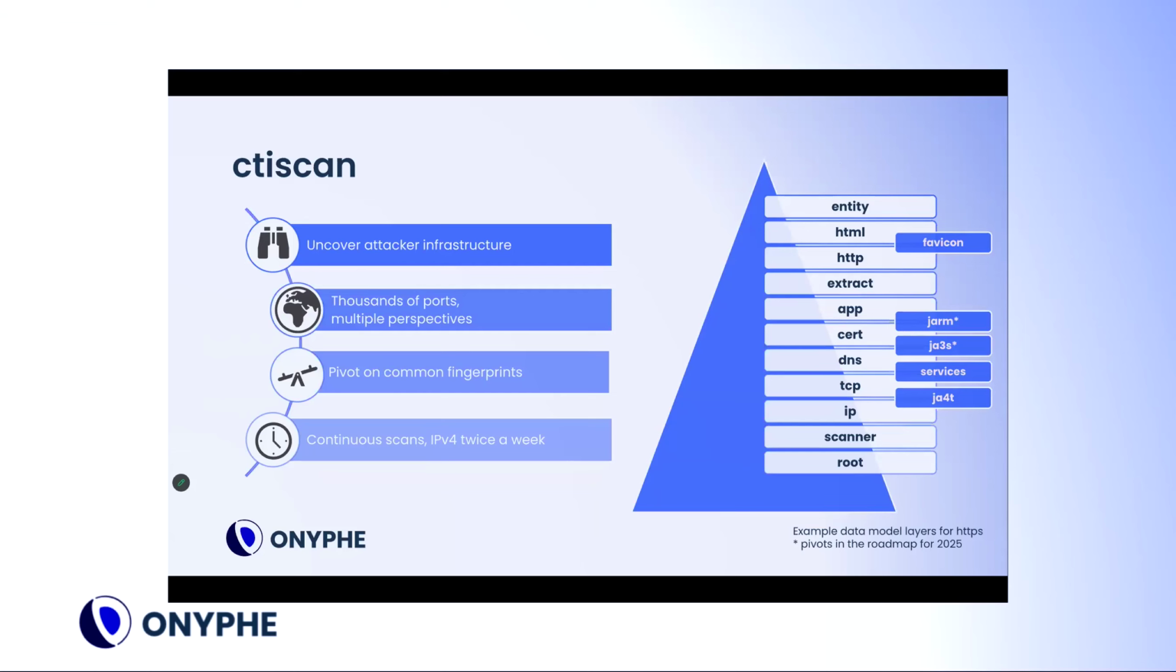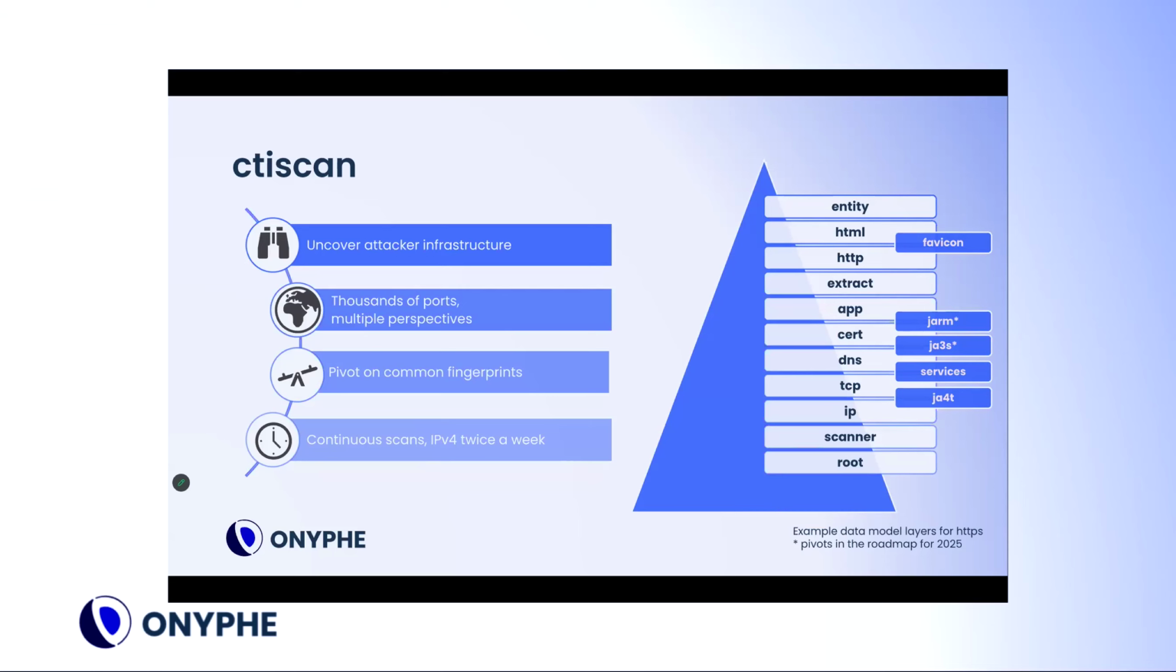Well, with CTI scan, we've restructured our data model to better fit CTI use cases. We've added additional data points that analysts like to pivot on, and we've redesigned our scanning infrastructure to allow us to scale up to thousands of ports, and soon tens of thousands of ports. We scan the whole IPv4 space from multiple locations at least every week, and we have 30 days of historical data in this category. The graphic on the right here shows the layered nature of our new data model, inspired of course by the OSI network model.